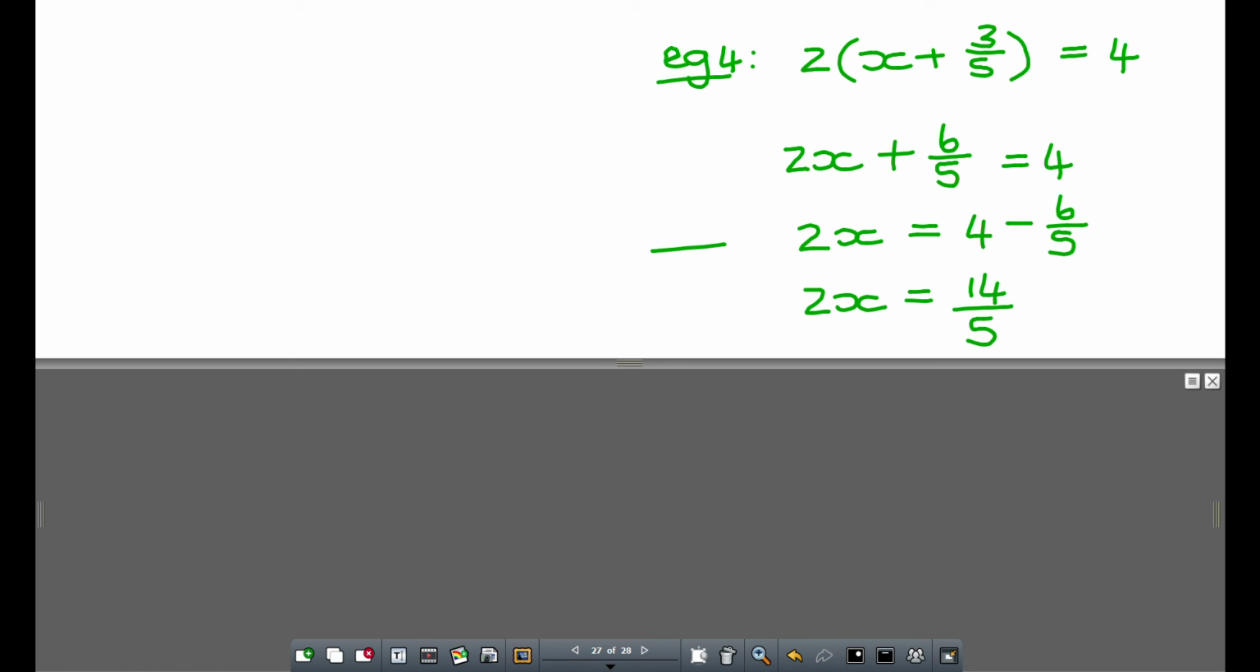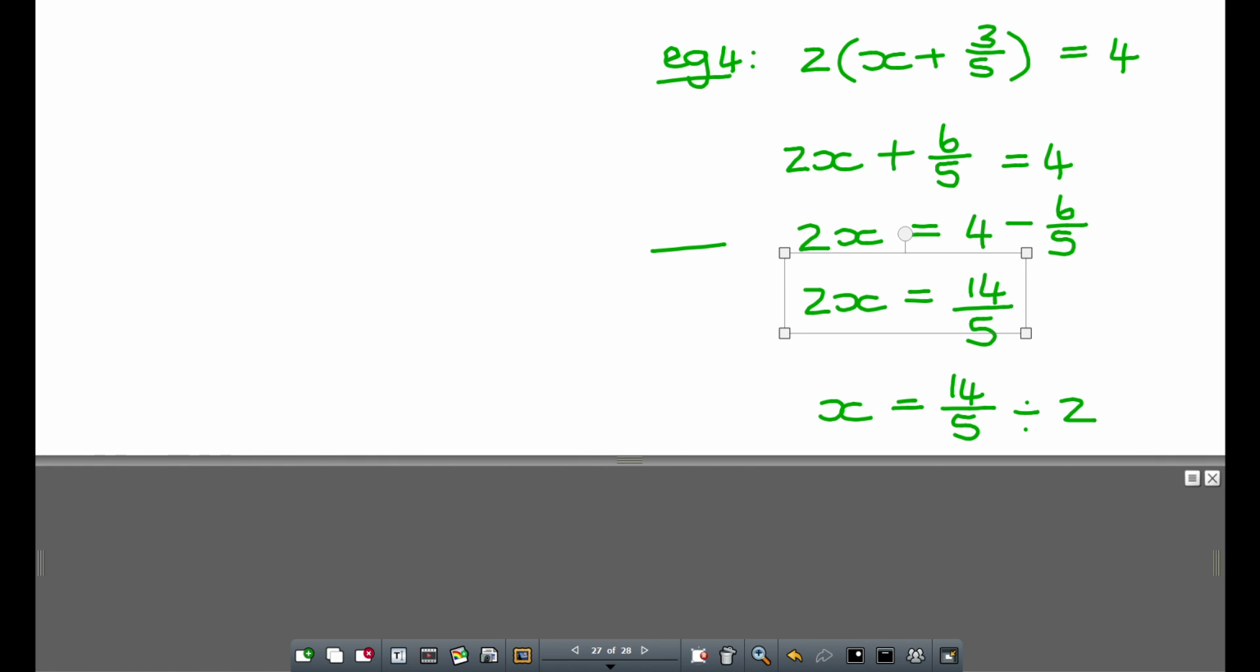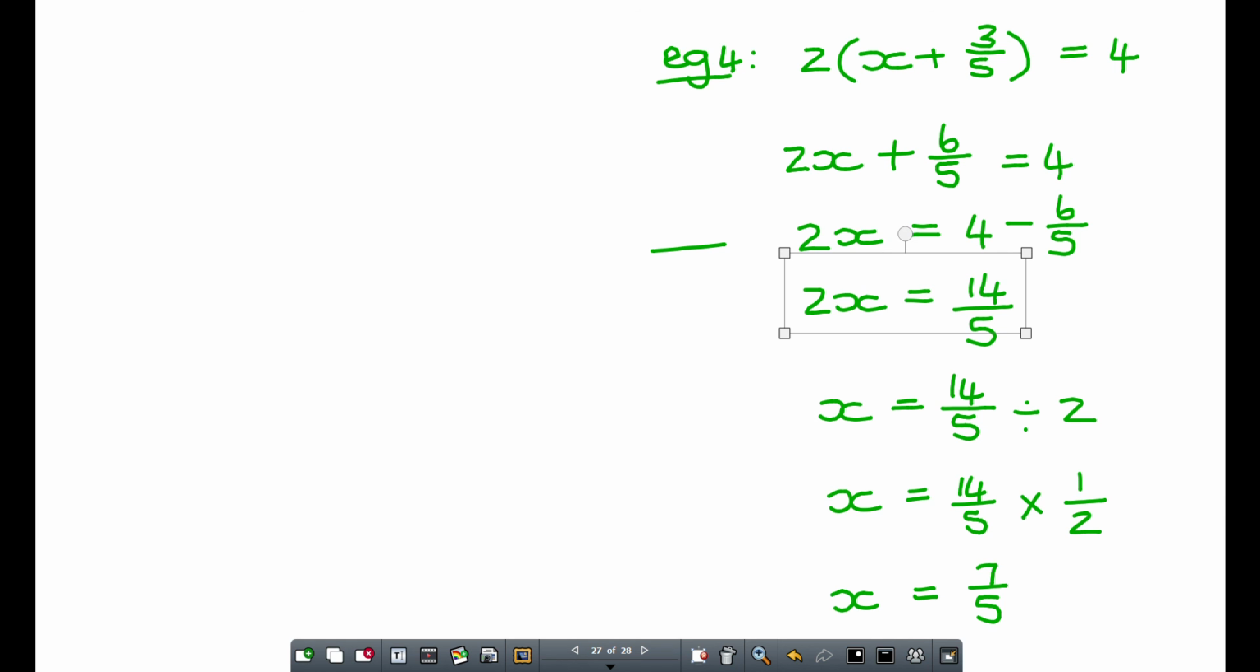Okay, now what's my next step? You have to divide. Step 2 says the coefficient. So this times 2, I'm going to move over and it becomes divided by 2. There we go. And then 14 over 5 divided by 2 is going to give me how much? You just did it on the calculator. It's 7 over 5. Good. Remember, you guys are going to skip from here to there. Okay?